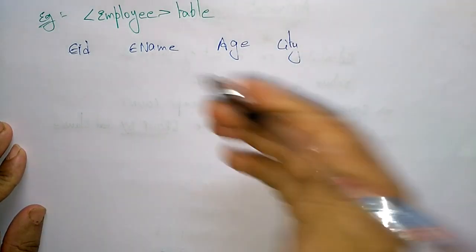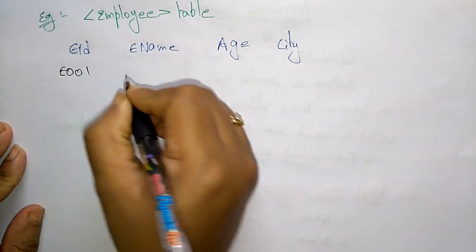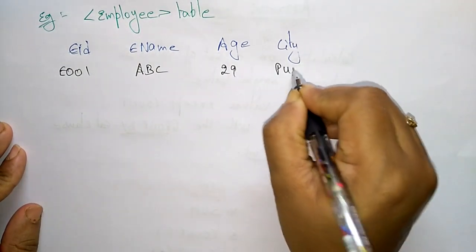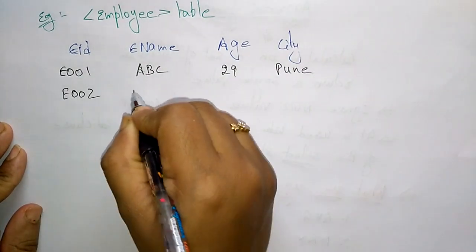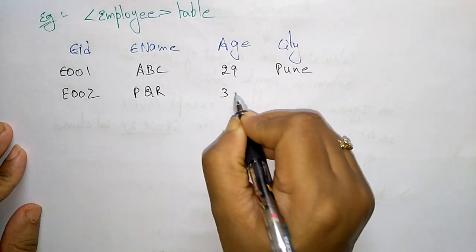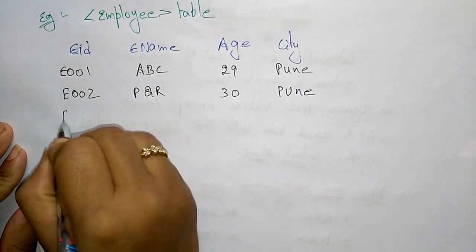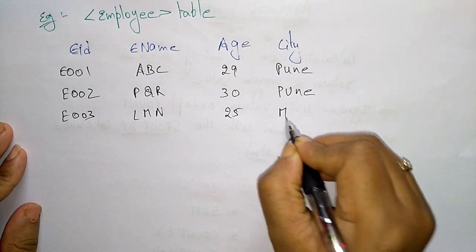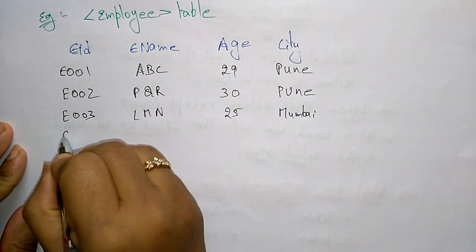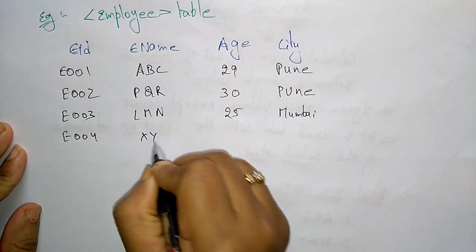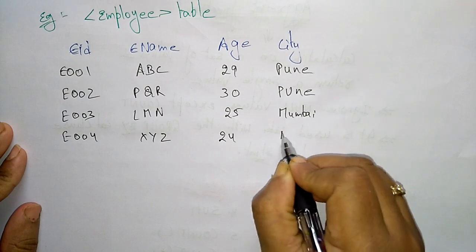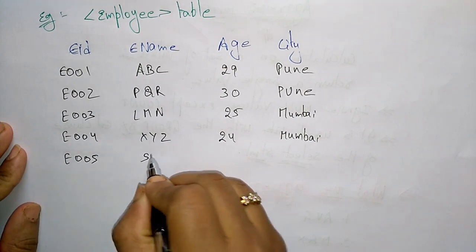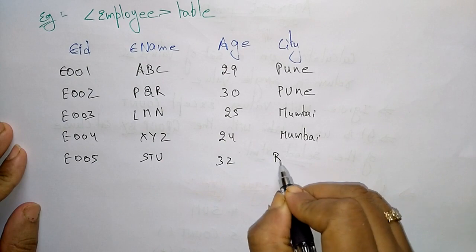So let me write the values. Employee 1, E001, suppose we take ABC as the name, his age is 29 and city is Pune. Employee 2, PQR is the name, 30 is his age, Pune is the city. Employee 3, age 25, Mumbai. And employee 4, XYZ, his age is 24 and he is also from Mumbai. And employee 5, his EID is 5, STU, his age is 32 and he is from Bangalore.